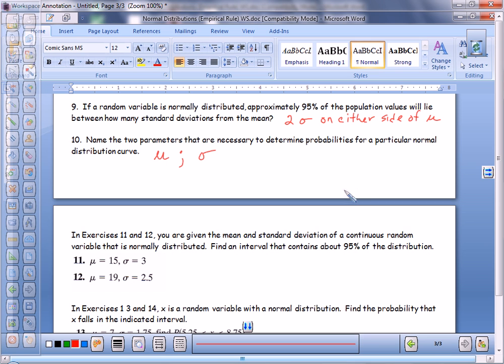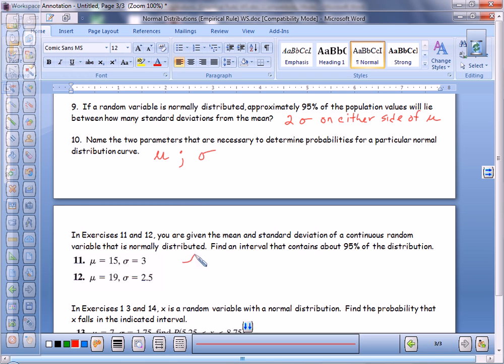Number 11, you are given the mean and standard deviation of a continuous random variable that is normally distributed. Find the interval that indicates 95% of the distribution. So 95% is how many standard deviations? That is 2 standard deviations on either side of the mean.